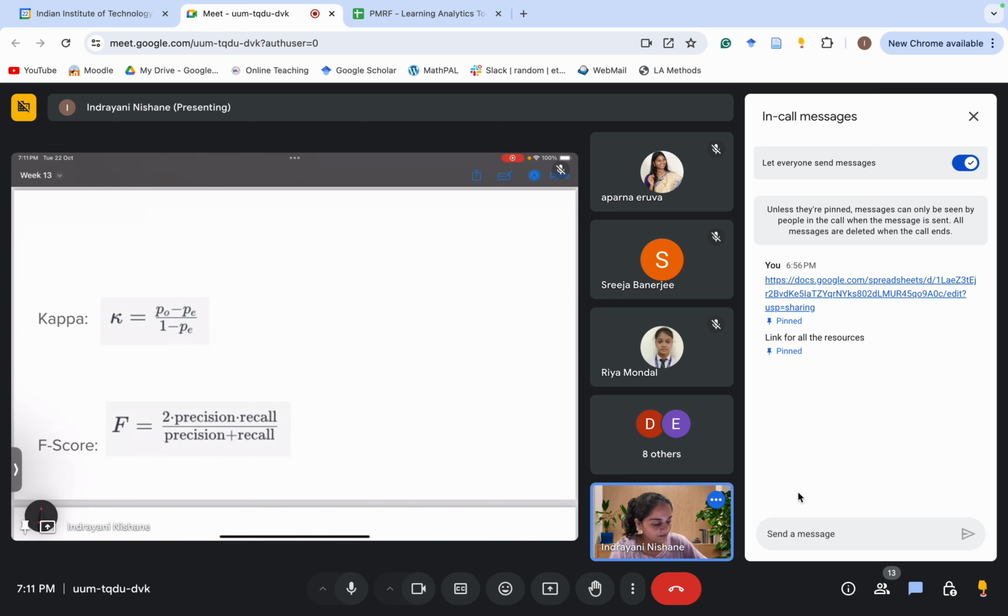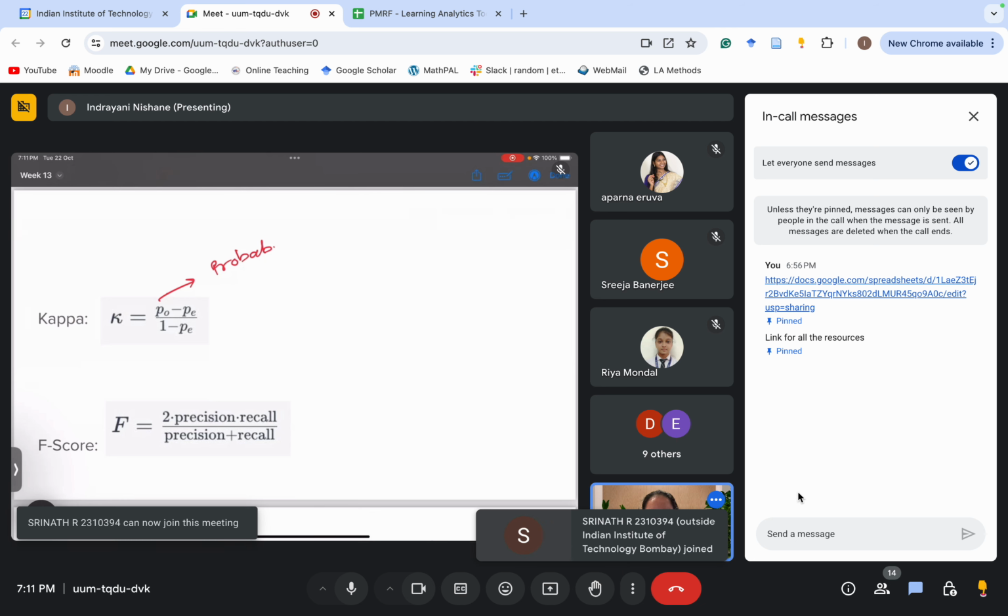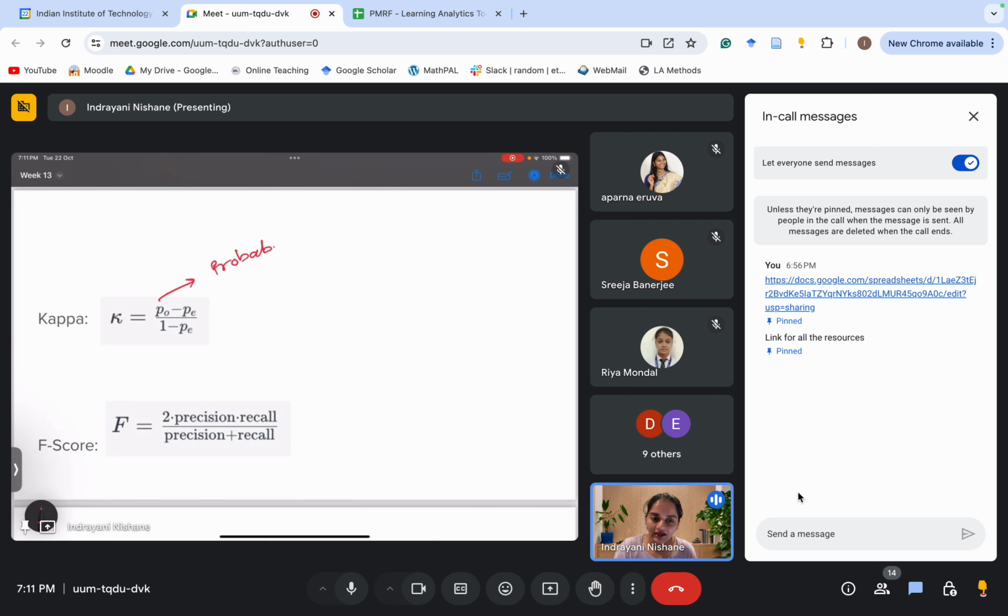So kappa, where P is probability. What is the probability of the observation and the expected, and so on. This we have solved, the kappa score questions we have solved during our week 3 assignment session. For more information, please refer to that week's recording and the PDF where we have solved side by side. I have written all the calculations very clearly for that particular question.